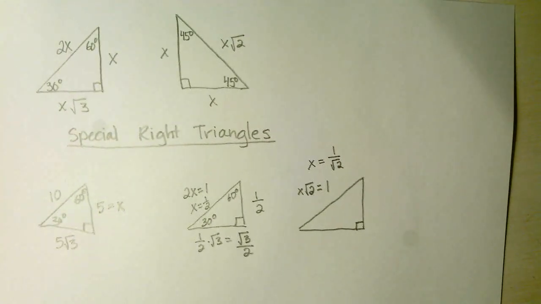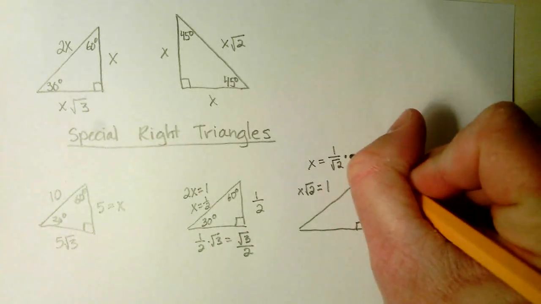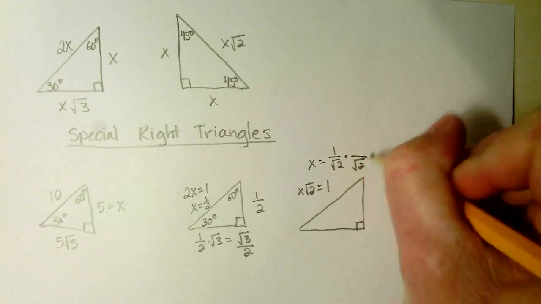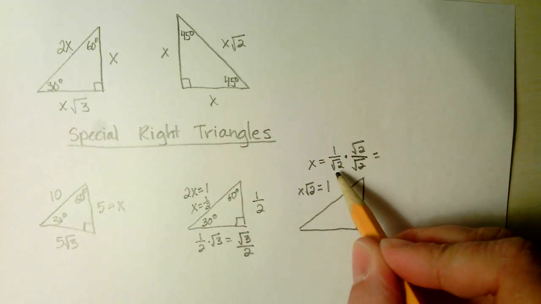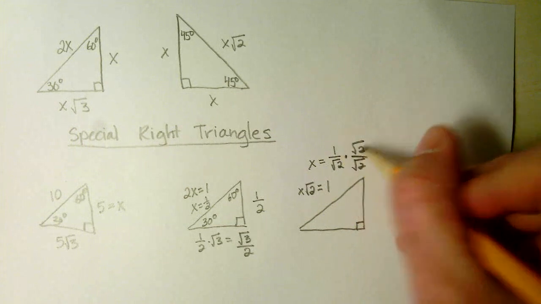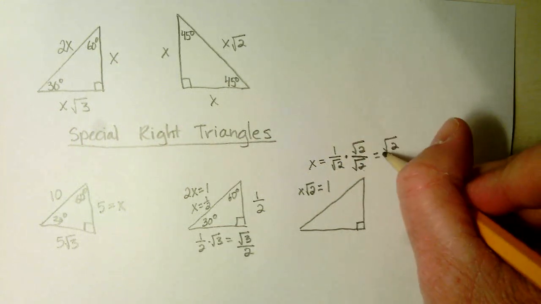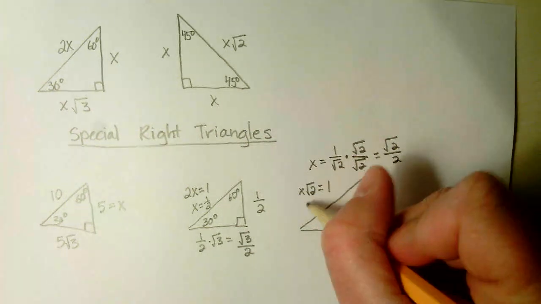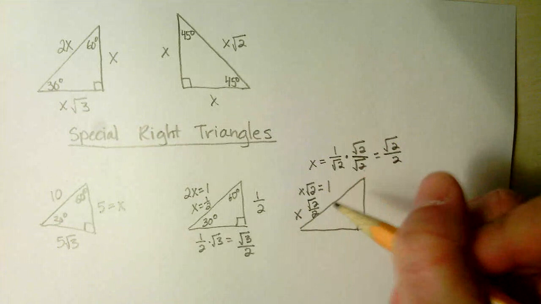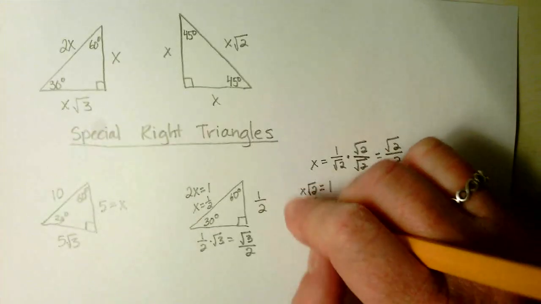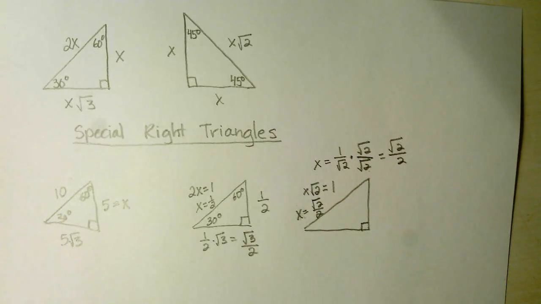Quick reminder of how to rationalize a denominator. Remember, we want to multiply by 1, with whatever square root is in the denominator. So this becomes 1 times square root of 2 is square root of 2. Square root of 2 times square root of 2 becomes 2. So this side is going to be square root of 2 over 2. That's what my x is going to be equal to: square root of 2 over 2.